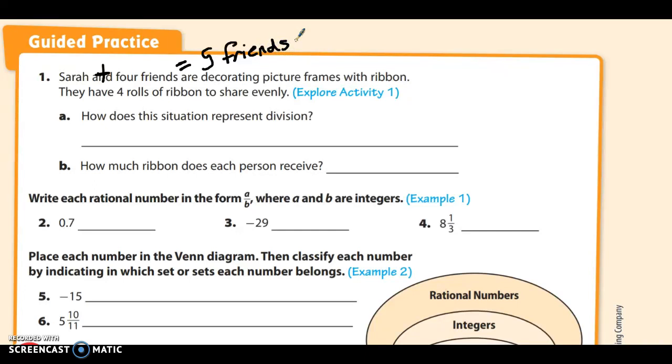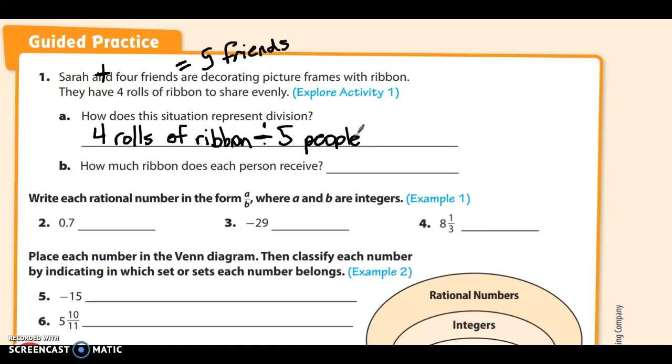A says, how does this situation represent division? Think back to when we did the blocks of clay. We had 3 blocks of clay divided by 4 people. This is the same thing. This is going to be 4 rolls of ribbon. And what's happening with those rolls of ribbon? They're being divided by 5 people. Do you remember what we do with this?